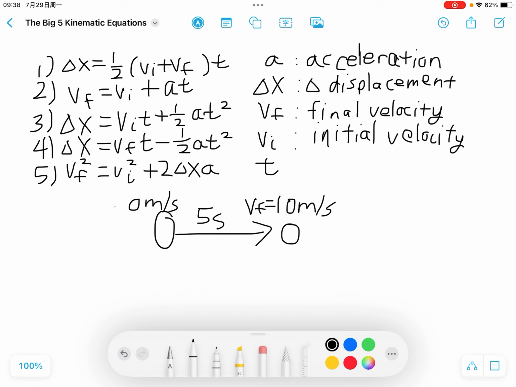So you start with 0 meters per second, right? So that's your Vi, because when you started this motion, the football wasn't even moving. No one was kicking it, and it stays not moving. So the Vi is 0 meters per second here.